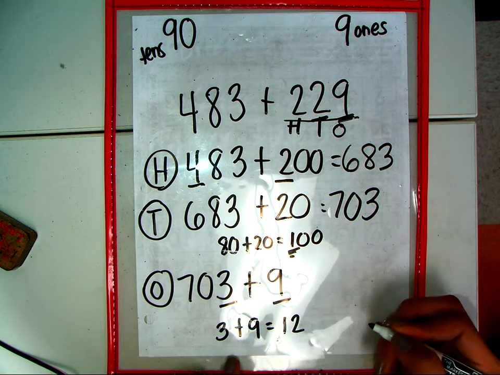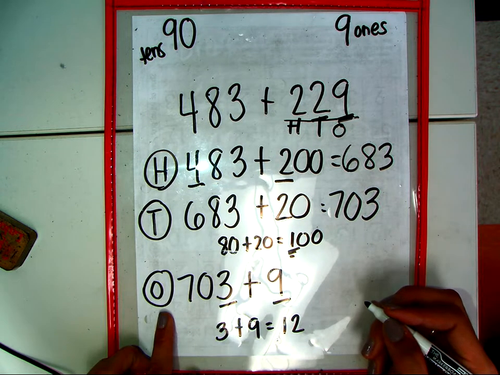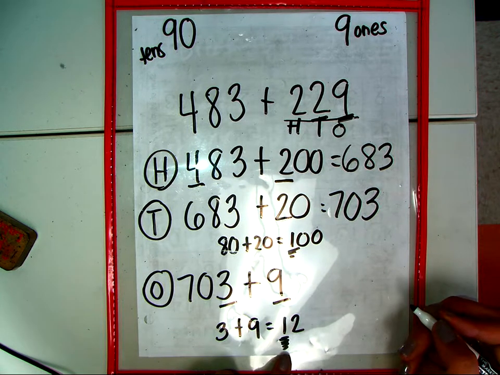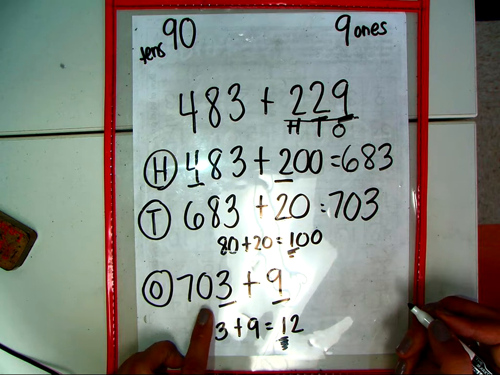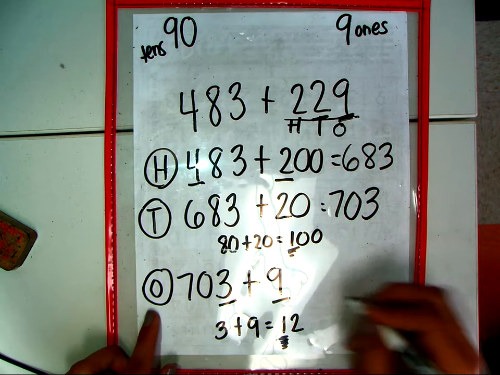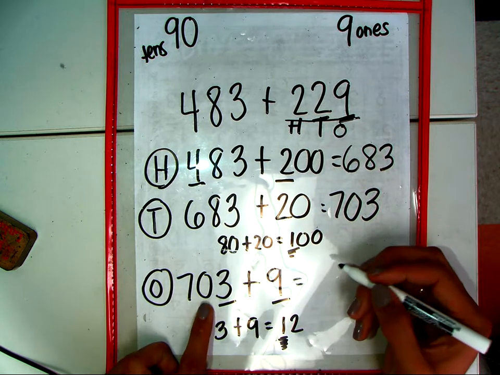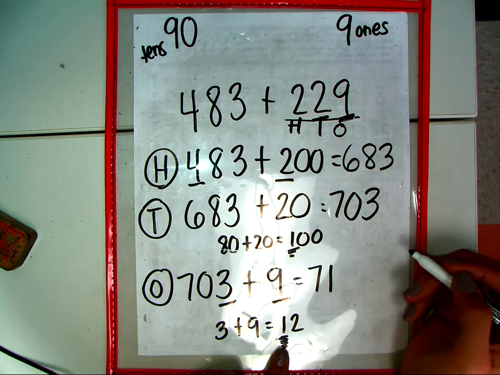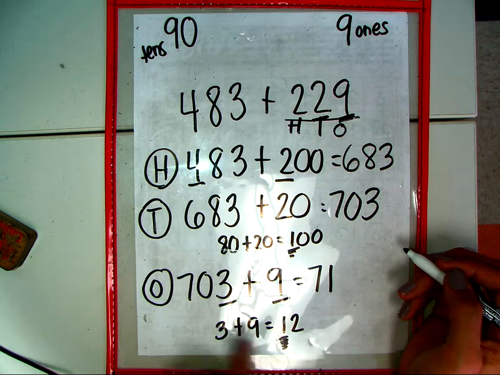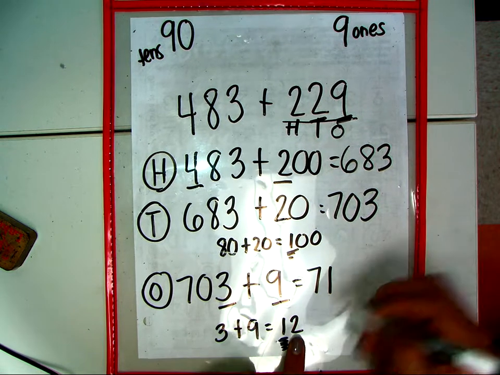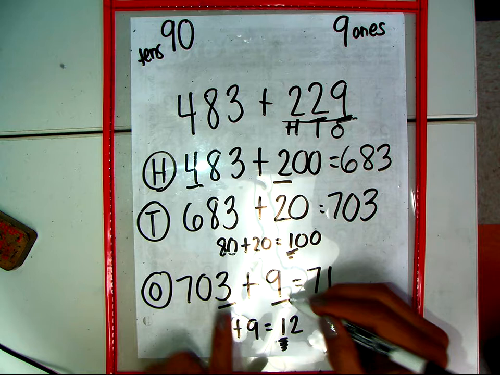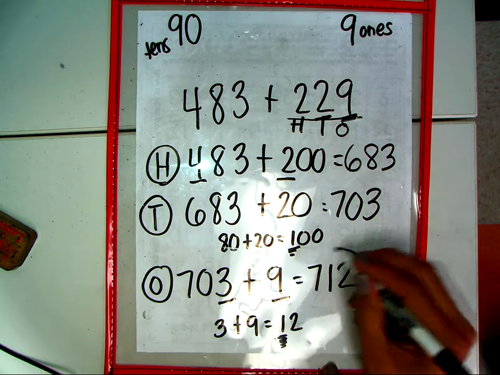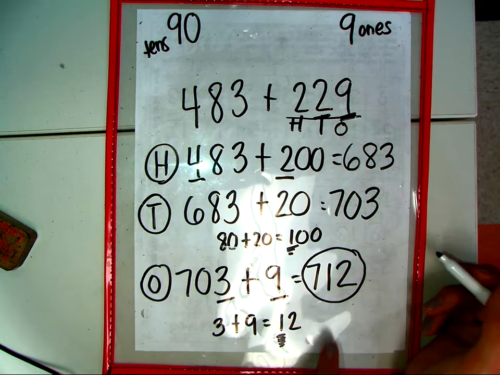That means that even though I'm adding in the ones place, I have this new group of 10. I need to add that into the tens place. Even though I'm just adding my ones right now, the tens is also going to change. 700s, I have one new group of 10. When I added my 3 plus 9, I got 2 ones. When I added the ones place, I got a new group of 10 and 2 ones. So my final answer is 712.